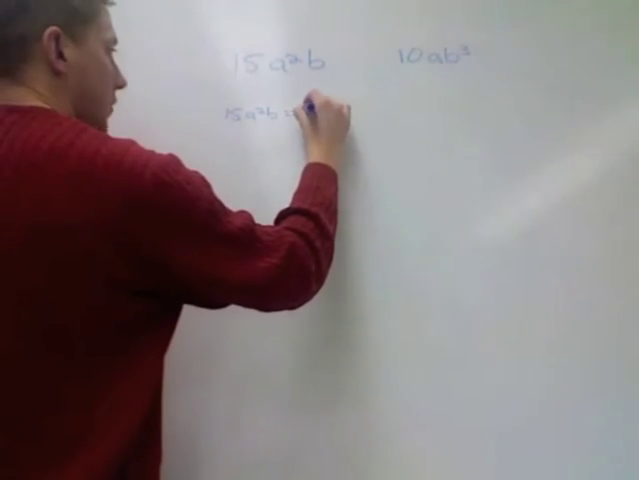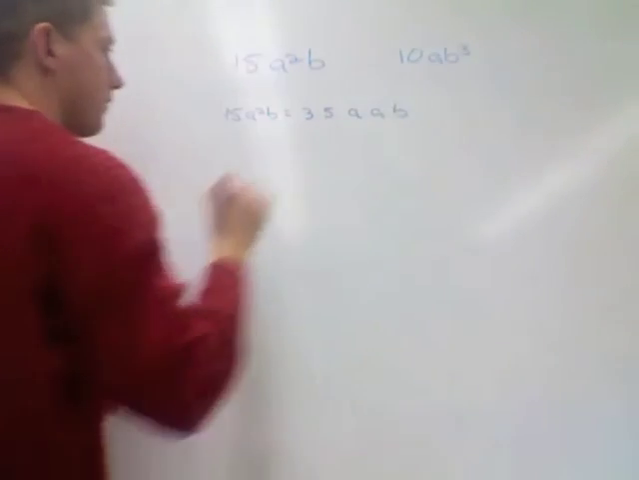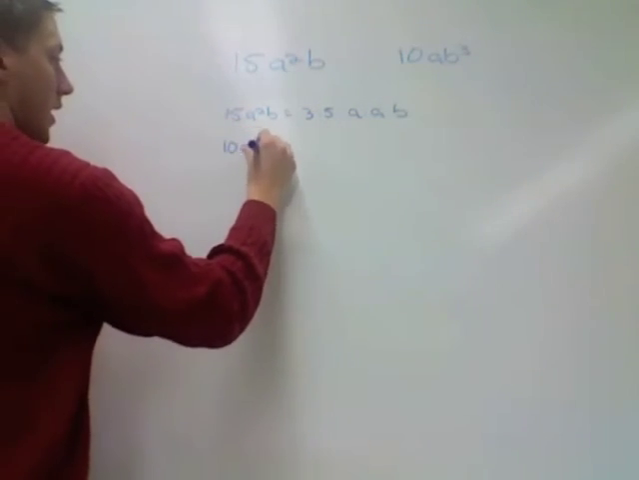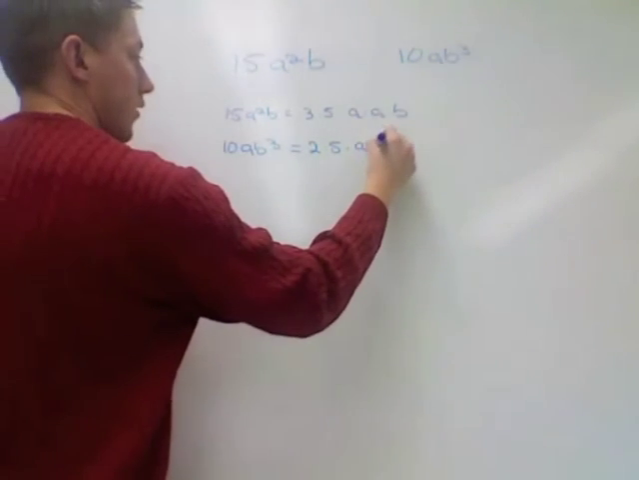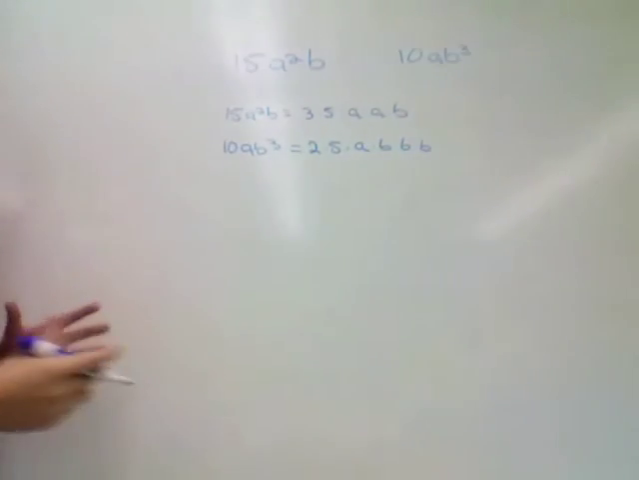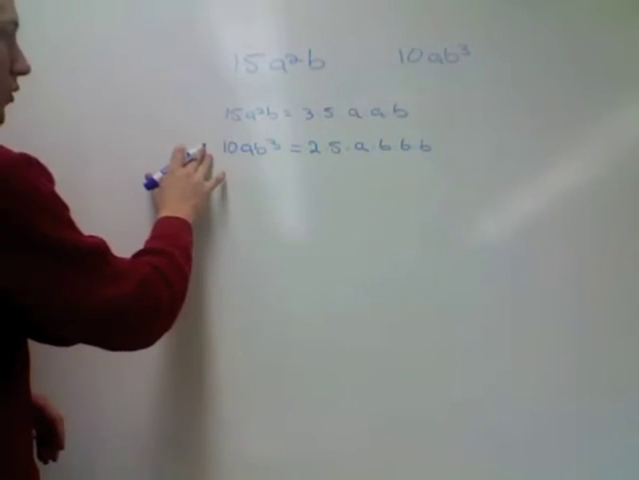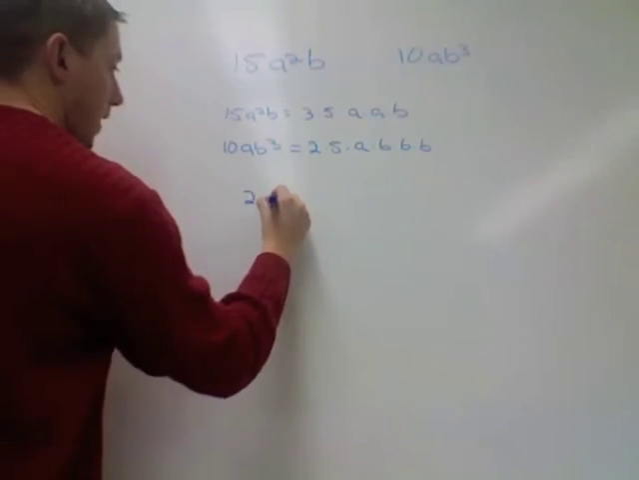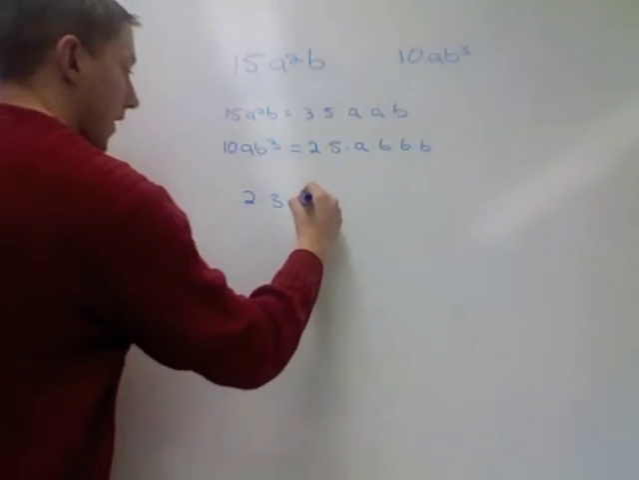So we know that 15 can be broken down as 3 times 5, and then we have 2 a's and a b. So 3 times 5 times a times a times b. And then 10ab to the third can be broken down as 2 times 5 times 1 a and then 3 b's. So just like we did with our previous examples, we're going to see what we have in common and then just take those and put them into the least common multiple. So you see we have at least 1 2 in the 10ab to the third, so we'll put that in there. We have 1 3, and then both 15a squared b and 10ab to the third have 5 in common, so we'll put a 5 in there.